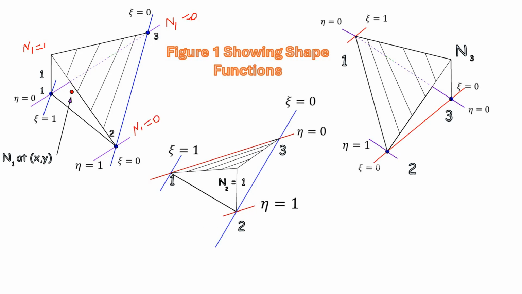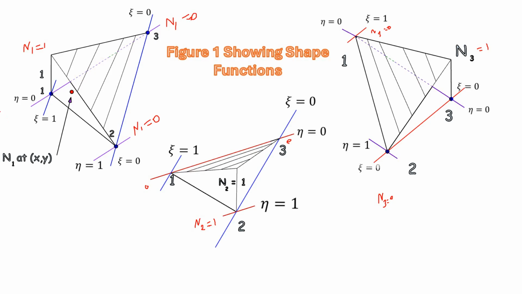Similarly, if you take this element, the value of n2 is equal to 1 at this location and n2 reduces to 0 at these locations. Similarly, n3 is equal to 1 at this particular point and n3 equals 0 at the other locations.